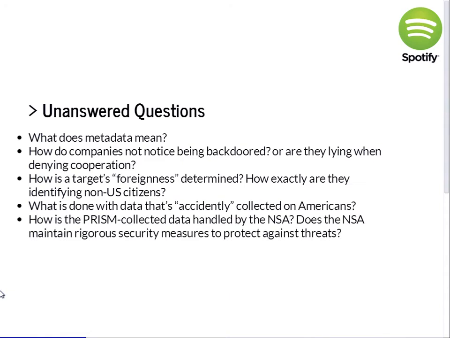How is PRISM collected data handled by the NSA? Does the NSA maintain rigorous security measures to protect against threats? So if they have my data by accident, can someone else get it through some other secret backdoor that the NSA is not aware of?